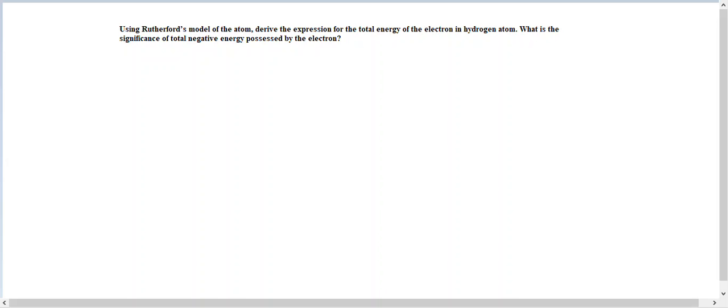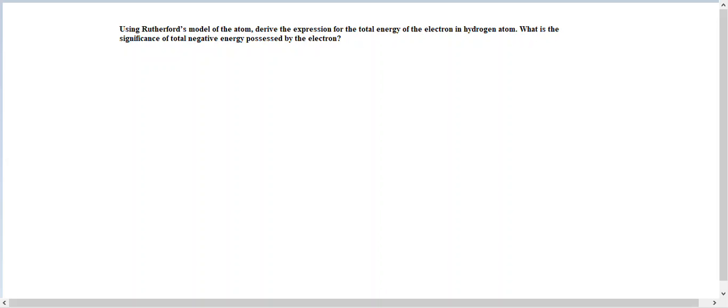So let's read our question, which says: using Rutherford's model of the atom, derive the expression for the total energy of the electron in the hydrogen atom. And what is the significance of the total negative energy possessed by the electron?